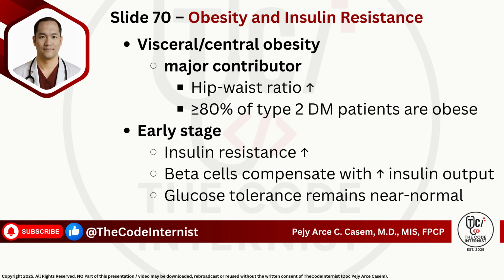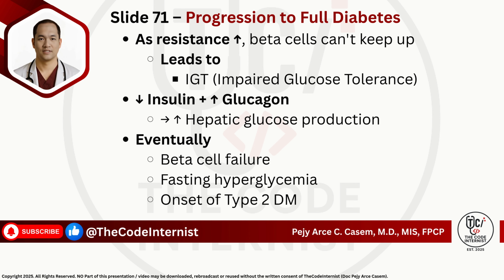But early on, the body tries to fight back. The pancreas releases more insulin to keep blood sugar levels normal. This is the compensation phase. As insulin resistance worsens, the beta cells get overwhelmed. They can no longer produce enough insulin to meet the demand. This shows up as impaired glucose tolerance, where blood sugar rises after meals. Later, insulin drops further, glucagon rises, and the liver floods the bloodstream with more glucose, leading to fasting hyperglycemia and a full diagnosis of type 2 diabetes.